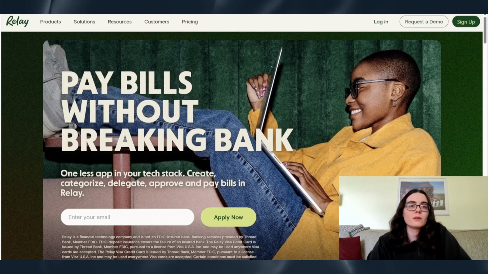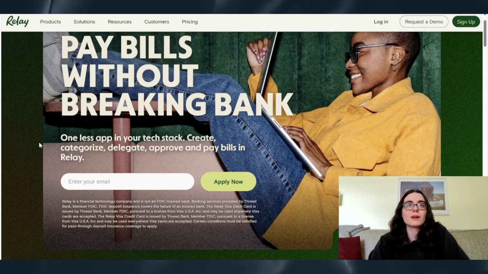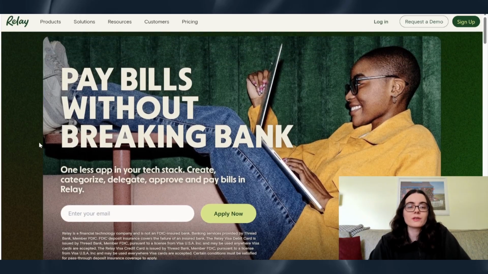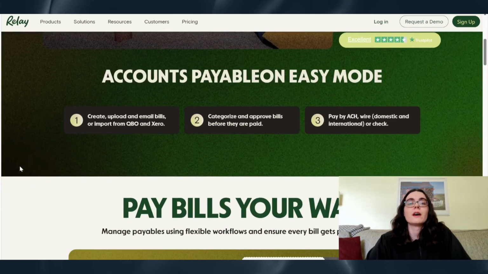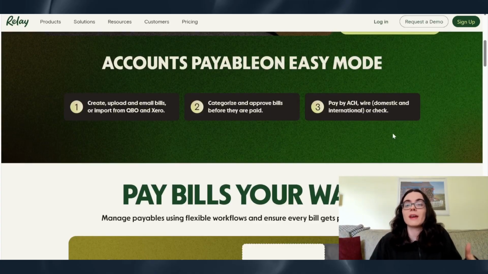So I am going to talk a little bit about accounts payable. It is pretty similar in many ways to Melio, though there are some differences. The big distinction here is that Relay doesn't give you the ability to pay with your credit card. So as it mentions here, you can pay by ACH, wire, domestic or international, or check. So card is not an option. So you don't have that capability you got with Melio, to pay a bill with a credit card even if the vendor didn't accept it. That kind of workaround, you're not going to get with Relay. So that is just something to note there. If you're looking for that, Relay doesn't have it, though other platforms like Melio do.